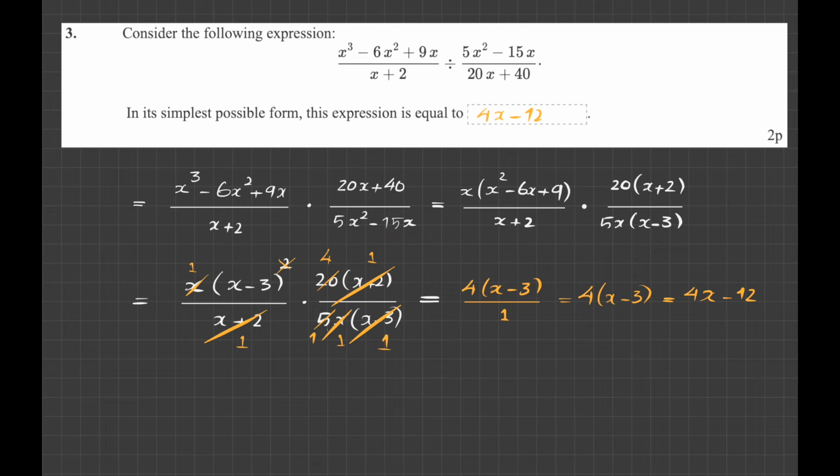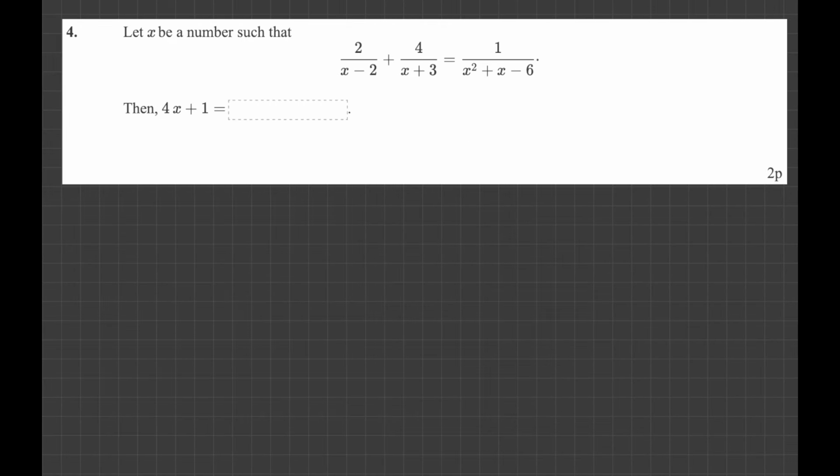Okay, let us now go to the next question. Let x be such a number that satisfies this equation. We want to know what is 4x plus 1. In order to know what is 4x plus 1, first I need to find x. And when I found x, I put it here and calculate that number, and whatever that number is, I will write it down here. But you know that we have solved these type of questions in the lesson a lot.